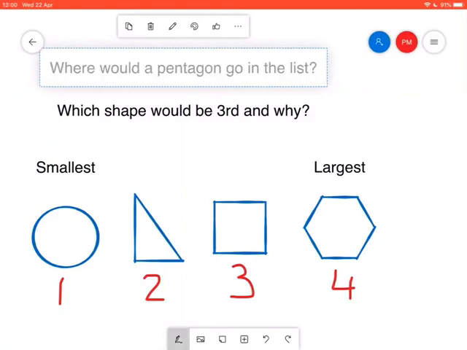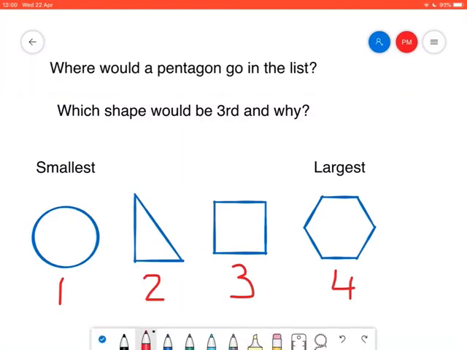So the answers to these questions are, which shape is in third, which we already know is the square, but why? So a square has 4 sides, whereas a triangle has 3, and a hexagon has 6. So it's got more sides than a triangle, but it has got fewer sides than a hexagon. So that's where it has to fit. So it's bigger than a triangle, but it is smaller than a hexagon.